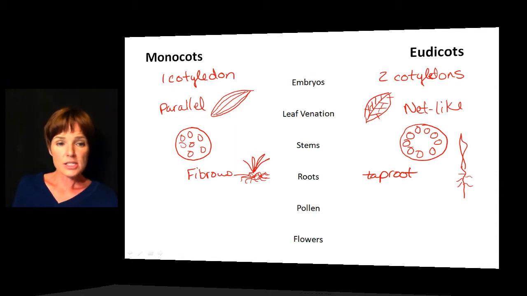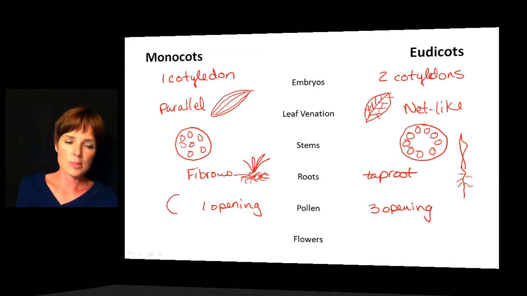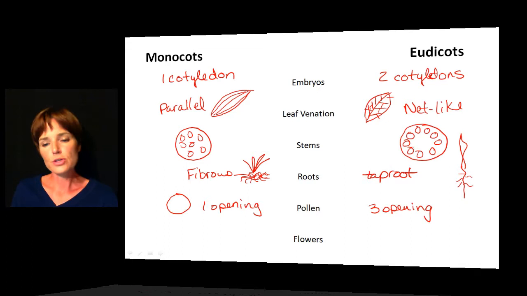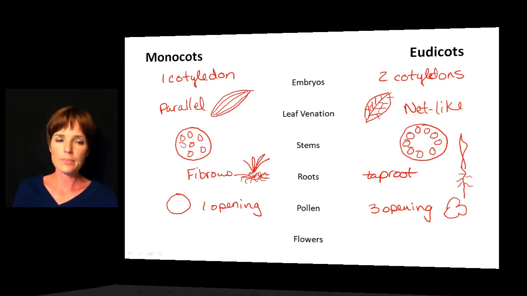As far as the pollen is concerned, the monocots will have one opening on the pollen grain. And with the eudicots, they have 3 openings. And so this, over on the monocot side, tends to be a more round pollen grain. On the eudicot side, a lot of times it looks a little more lobed or lobe-like.